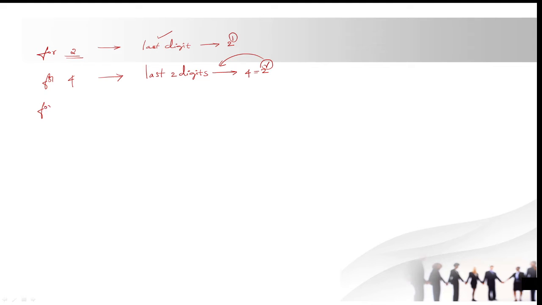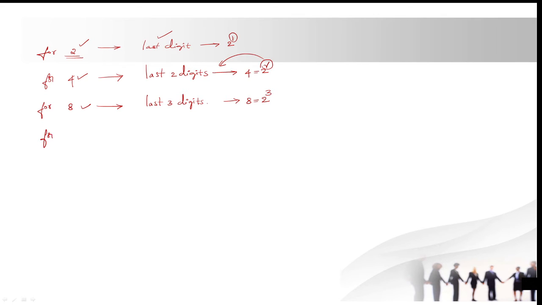So now tell me for 8. 8 can be written as 2 power 3. So what is the power? 3, right? So this means we need to check the last 3 digits. The number formed by the last 3 digits is divisible by 8 or not. In the case of the last 2 digits, the number formed from the last 2 digits is divisible by 4 or not. And in the case of 2, the last digit is a multiple of 2, or an even number, or not. Okay, so that is the case.